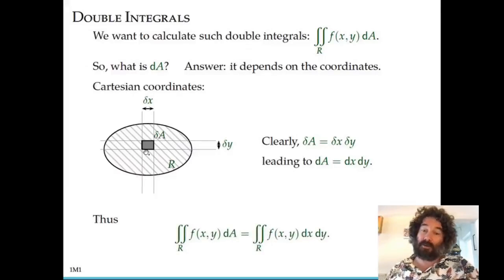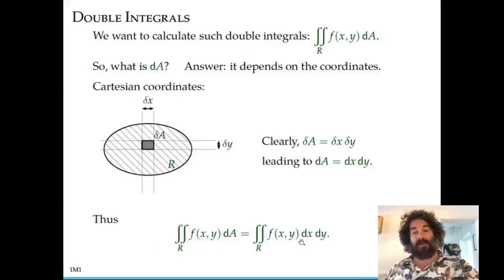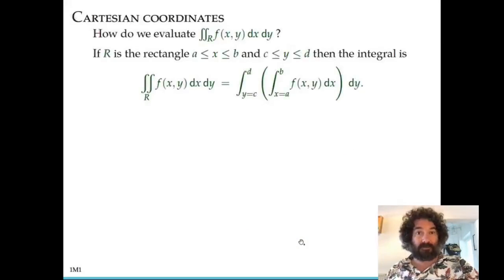And so the double integral over the region R of this function f with respect to the area element dA is equal to this double integral of f dx dy. And what we can do then is evaluate the two integrals one at a time, the integral with respect to x first and then the integral with respect to y, as what we call an iterated integral. So how do we evaluate this double integral? We have dx dy.